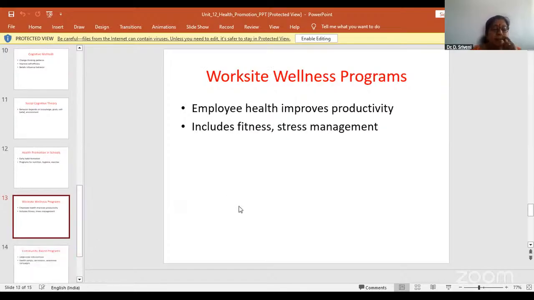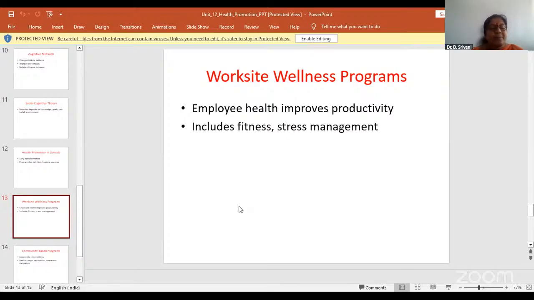And worksite and community-based wellness programs, which include employees' health, improve productivity and include fitness and stress management. So worksite and community-based wellness programs are essential strategies for reaching populations that are otherwise difficult to engage, particularly adults and large community groups. And as a teacher, it is important to help students understand how health promotion extends beyond schools into everyday living and working environments.